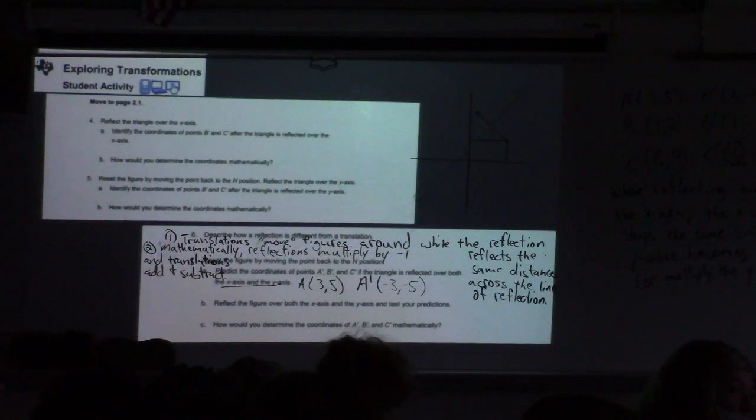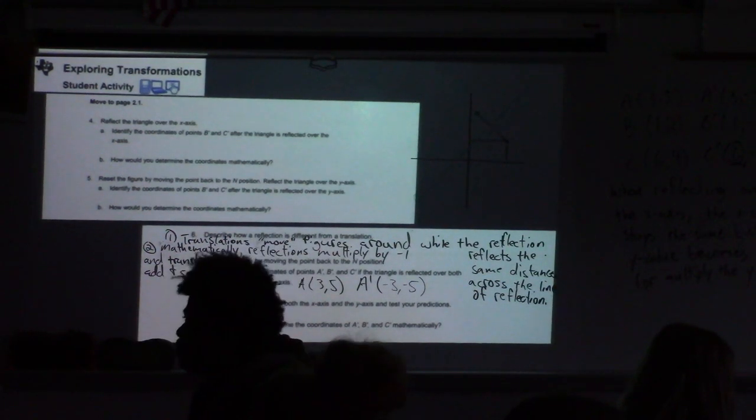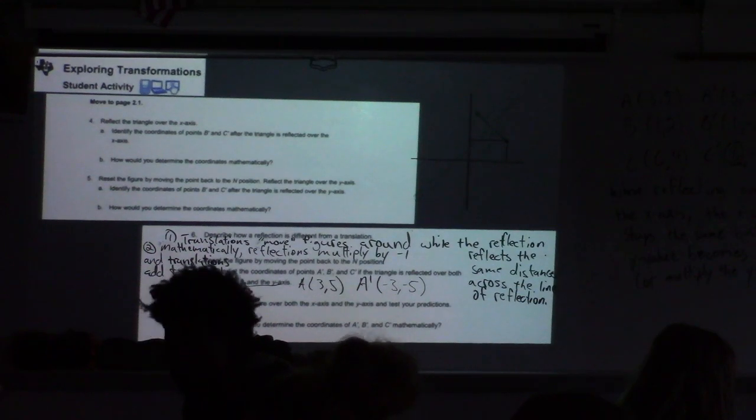So, say you were doing it with just the y axis, only the x would change and it would become opposite. So if you do it for both of them, they're both going to become opposite. Gabe, quit. I can hear you, dude. I agree. Okay.